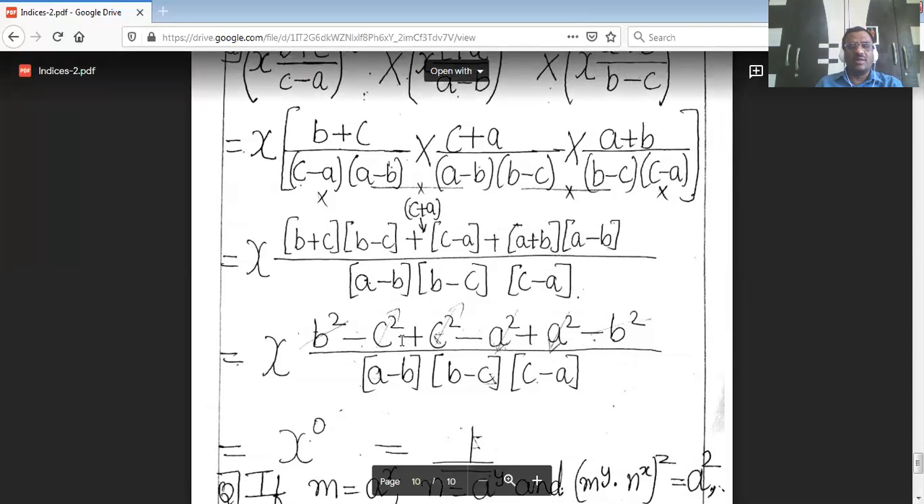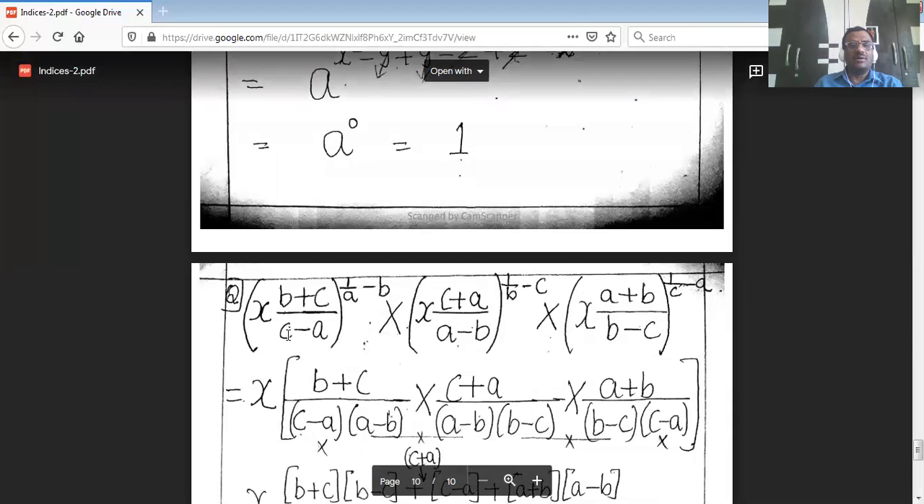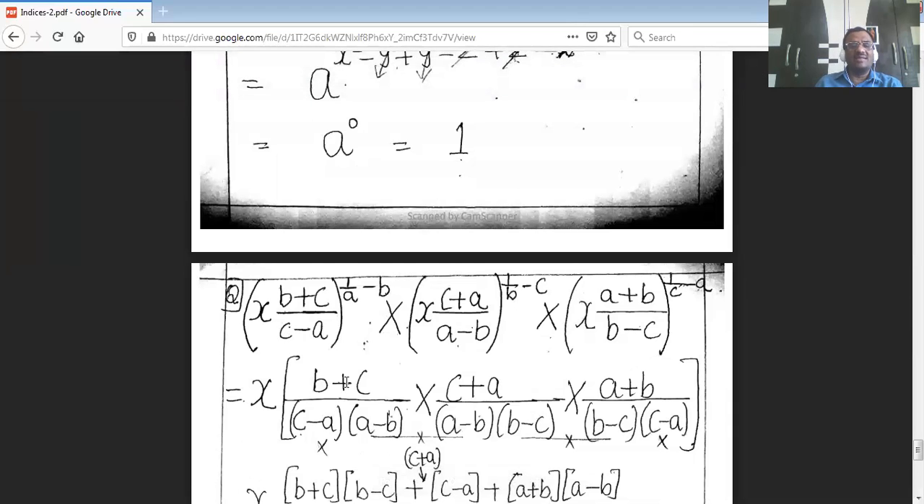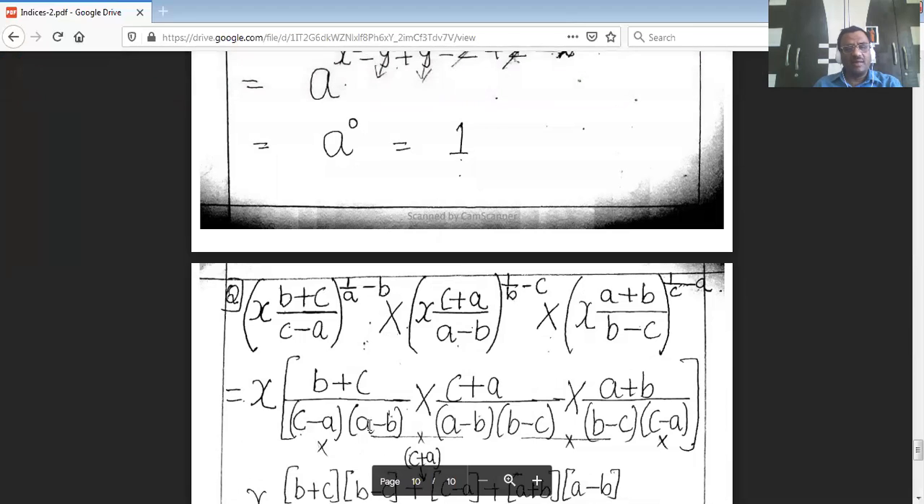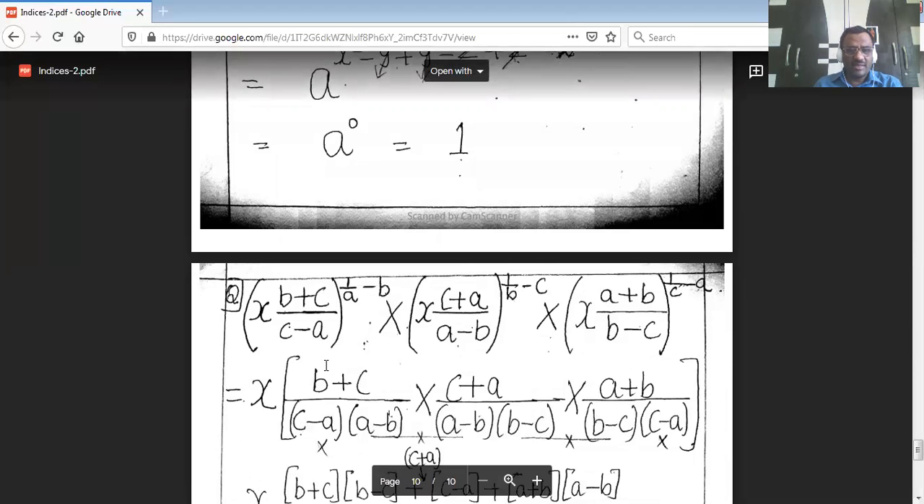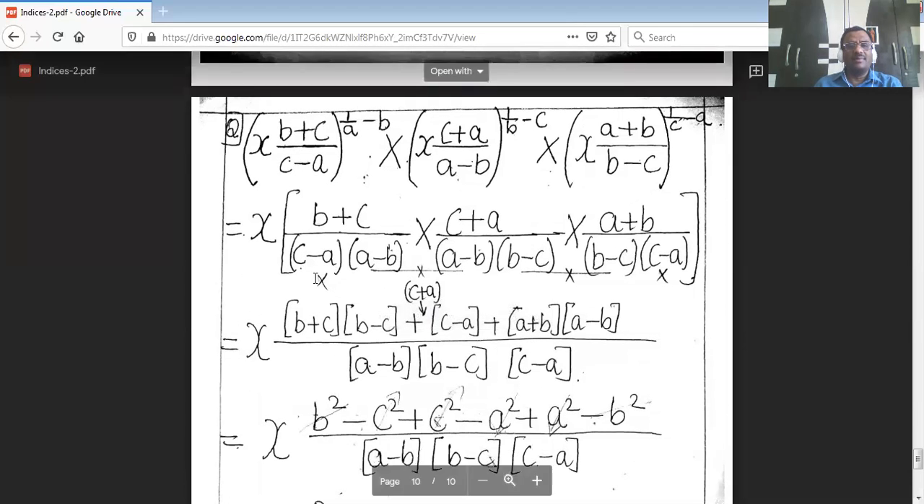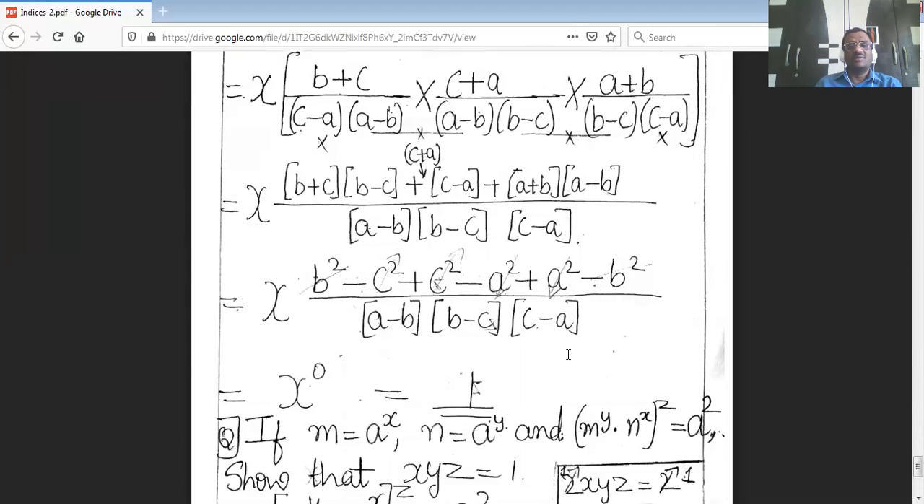I said this is quite difficult, so you have to practice it. Here 2 or 3 steps are skipped. The LCM part is not shown, and even before that there is one more step. Please practice how exactly we have achieved this. How is this LCM achieved? A minus b into b minus c into c minus a.